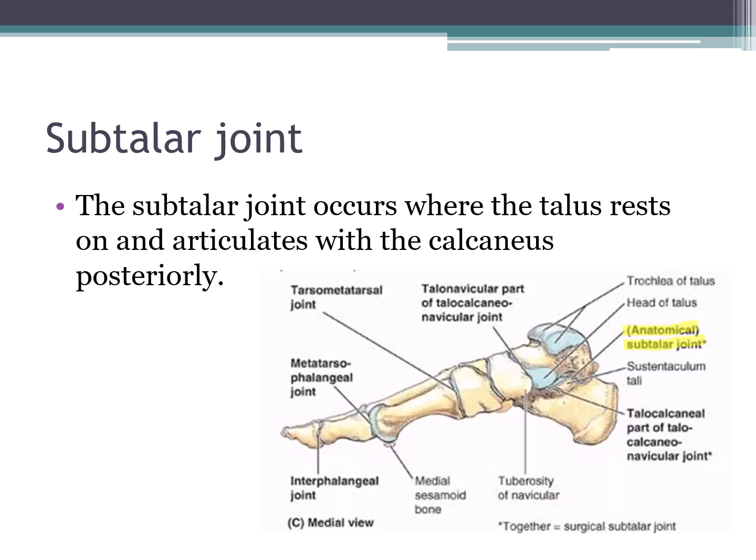Now talking about the subtalar joint, it occurs where the talus is resting on and articulating with the calcaneum posteriorly. So this whole large bone is the calcaneum, which is basically the heel bone, and the joint between this calcaneum and the talus is known as the subtalar joint. And this part of the subtalar joint, that is between the talus and calcaneum, is also known as the anatomical subtalar joint.